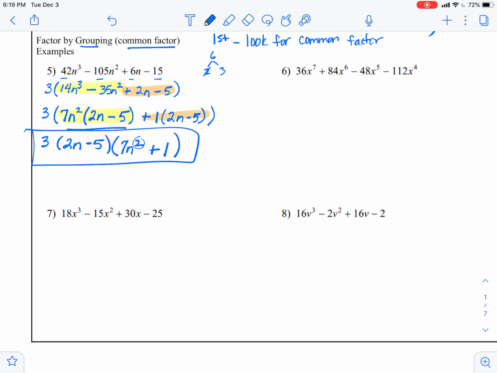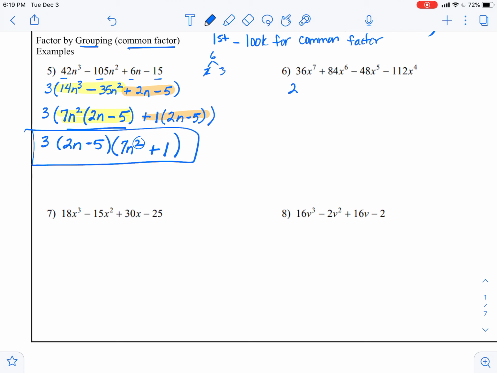36, 84, 48, and 112. Well, for sure we know they're all divisible by 2. That's a given. 36 is divisible by 6. 84 is divisible by 6. 48 is divisible by 6. And let's see, is 112 divisible by 6? And it is not. So 6 won't go in there. So we know for sure 2 will go in.